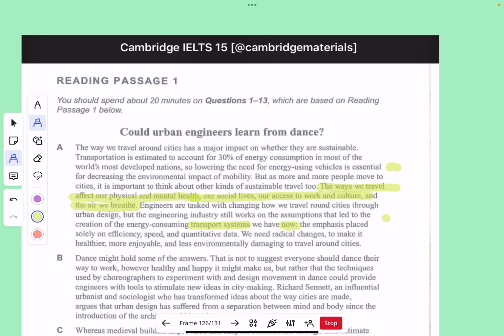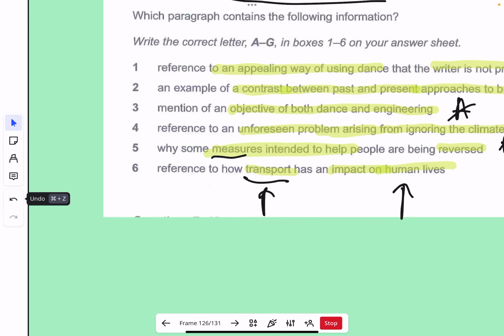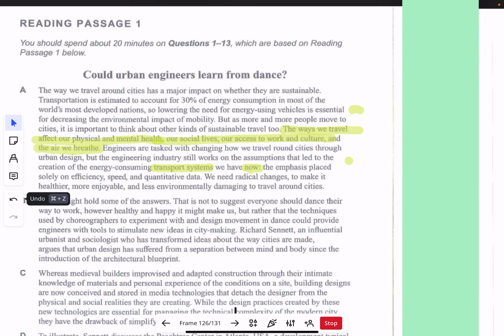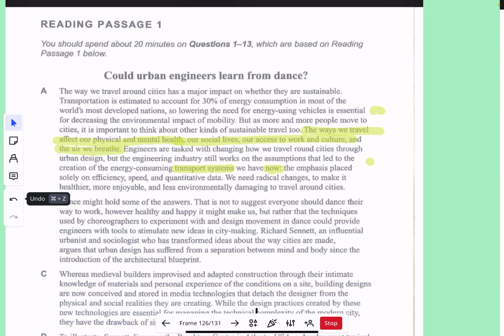This is talking about transport system. I'm going to read because I find the word here, transport. Yeah, transport. Why is transport here? Okay. Engineers are tasked with changing how we travel around cities through urban design, but the engineering industry still works on the assumption that leads to certain energy-consuming transport systems.